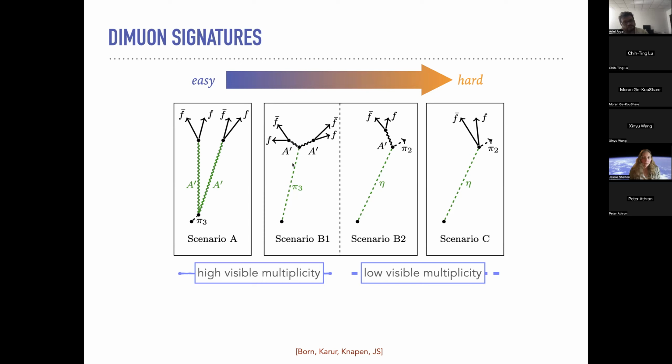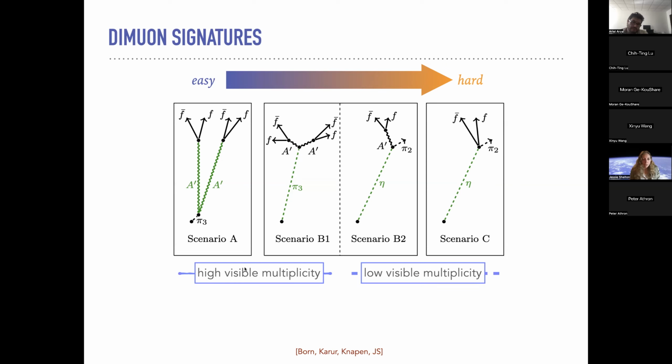Then if you play with the lifetimes, you can set it up so that it's actually the pi 3 that is long lived and the dark photons decay reasonably promptly. Or you could realize a similar kind of signature by supposing that the eta is the long-lived particle and it decays to a dark photon, and that's how you get your displaced dark photon. Or then, of course, you can play with the mass hierarchy again and get this three-body decay. So what this lets us do is realize four different scenarios.